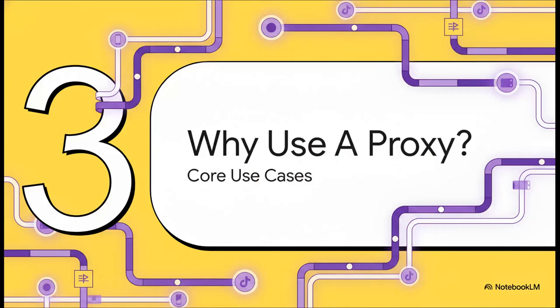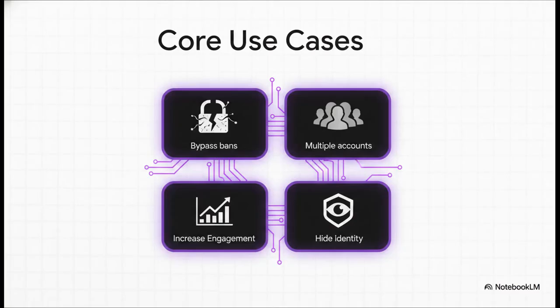Moving on to section 3. Why use a proxy? What are these specific, practical reasons someone would actually go through the trouble of configuring this intermediary gateway? Well, here are the core use cases broken down. First, like we just talked about, bypassing regional and government bans. By routing through a server in an unrestricted country, you instantly regain access. Second, managing multiple accounts. When you use a proxy pool, each account gets its own unique IP address, completely bypassing that frustrating 3-account limit per device.